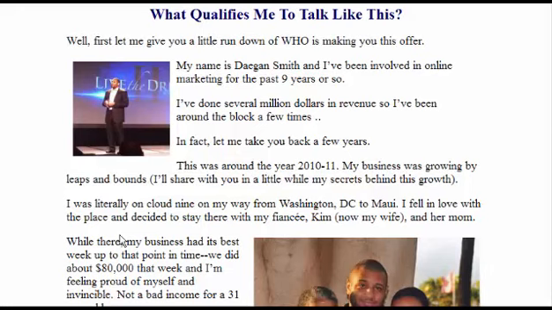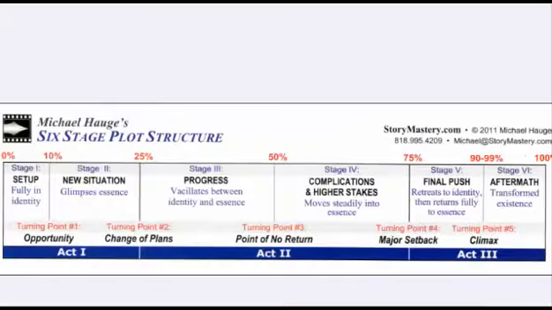And this is the stage at which I actually introduce Dagan's life story as a marketer. Okay, so this is the stage now where I have to go into the setup, have the person in full identity, talk about the new situation that they face, the turning point, the change in the plans, the progress that was made, the complications that came about, and the final push. In other words, this is the place where we have an opportunity to tell the story of the hero who is the creator of this product.